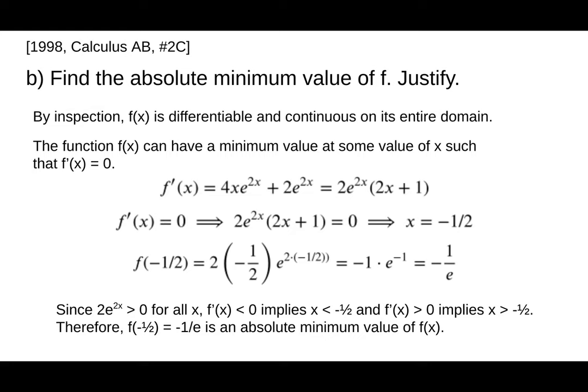So if f prime of x is to be negative, that would imply that the negative comes from the 2x plus 1, and so x would have to be less than negative 1/2. All right, so when x is less than negative 1/2, the function f is decreasing. Okay, but in order for f prime to be positive, that would have to imply that x is greater than negative 1/2, which means that f is increasing after negative 1/2. So if f is decreasing before negative 1/2 and increasing after, f of negative 1/2 equals negative 1 over e is in fact an absolute minimum value of f of x.